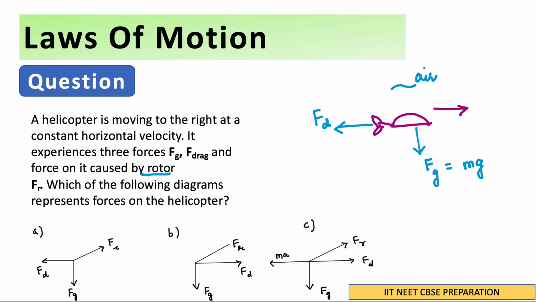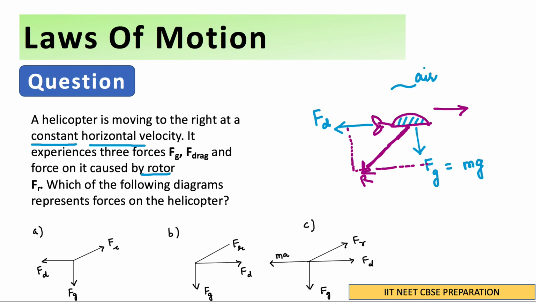First of all, please notice what the question says, that it is moving with constant horizontal velocity. If it is moving with constant horizontal velocity, that means all the forces acting on this helicopter are balanced. Currently we have two forces, Fd and Fg. What is the resultant of these two forces? If I mark the resultant of these two vectors, it will be something like this, in this direction.